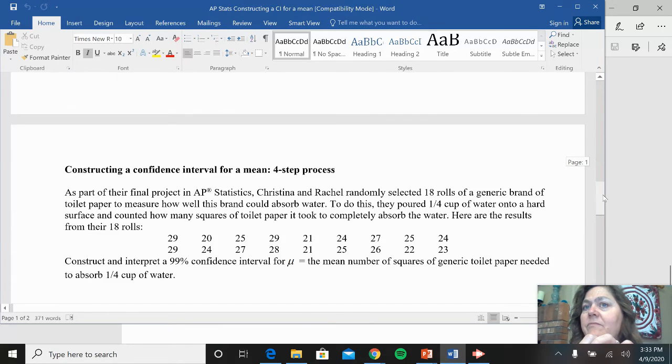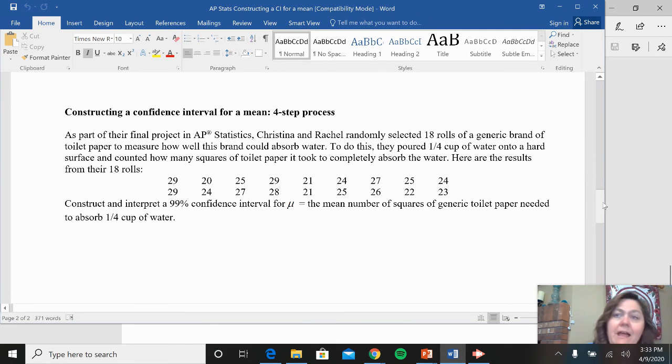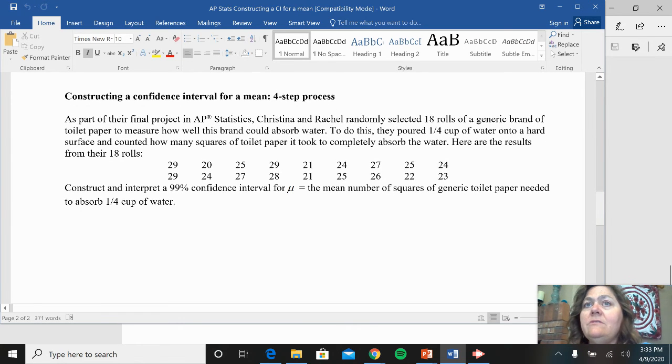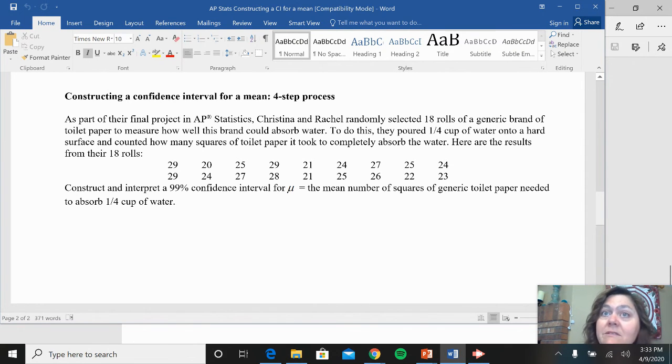All right, but here is what I want to spend the last few minutes of this lesson today on. And that is practicing one before you get to your homework tonight. So now you're going to construct a confidence interval for a mean. That's what we're going to do. 4-step process. What is the 4-step process? State, plan, do, conclude.